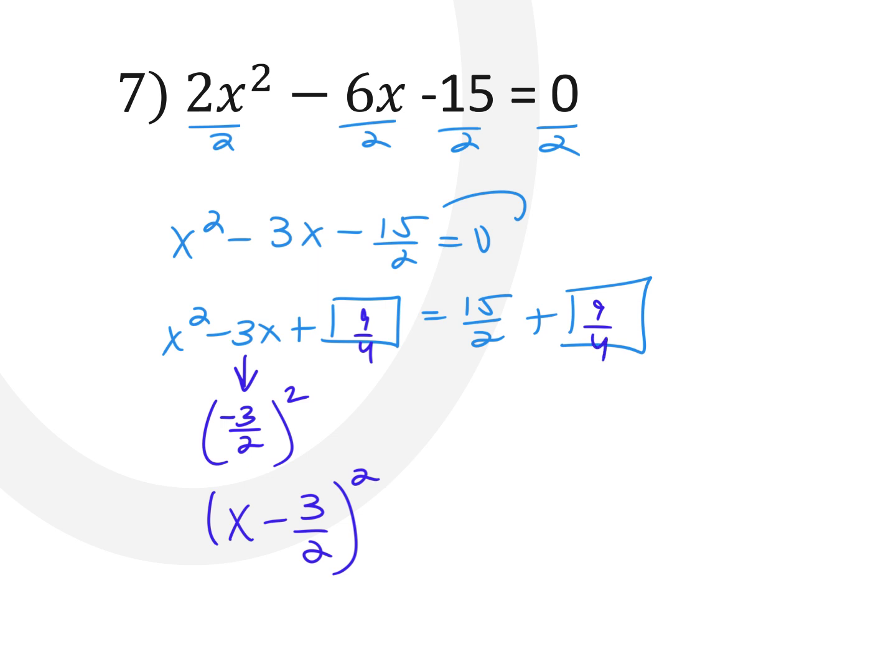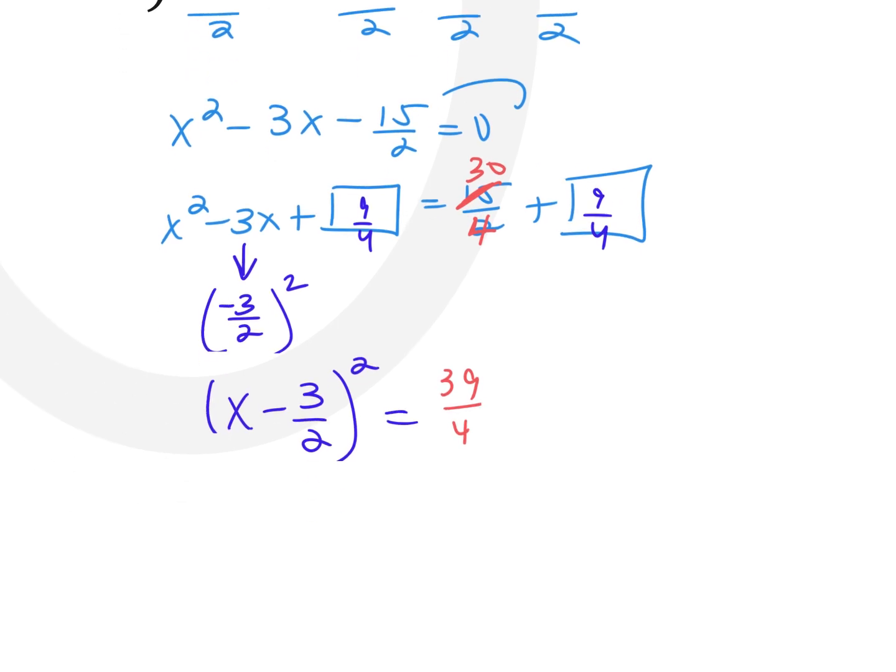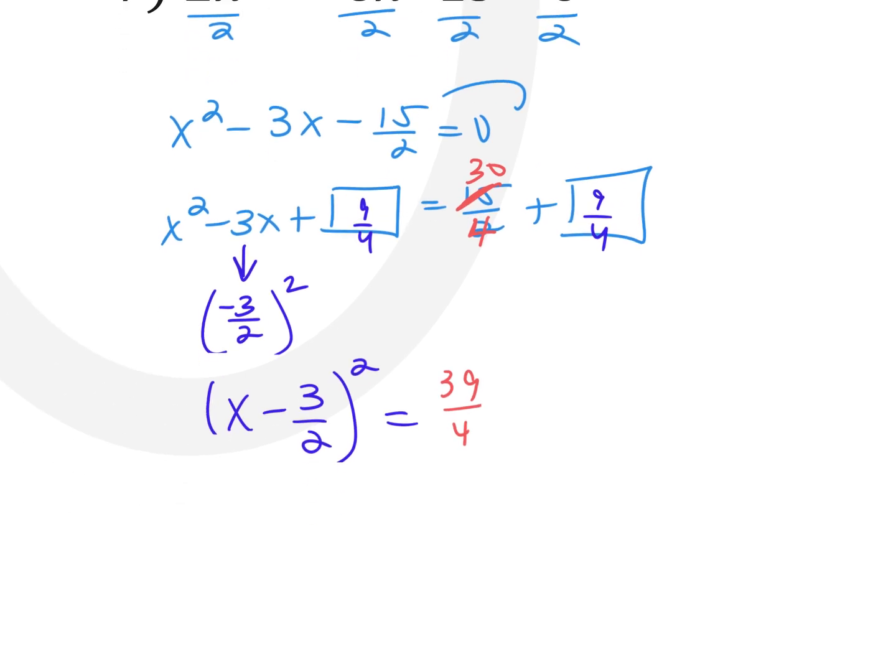Good, 9 over 4. Now, before we can add those two, we have to get a common what? Common denominator. What's the common denominator between 2 and 4? 4. So if I multiply the bottom by 2, I get 4. So if I multiply the top by 2, I get 30. So when I add these together, I get 39 over what? Perfect. And then what do we do to solve?